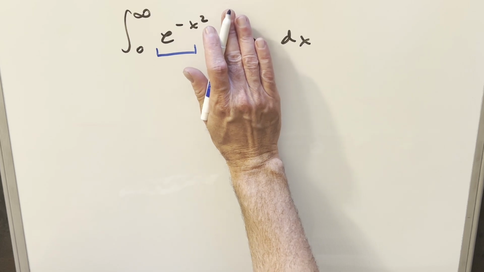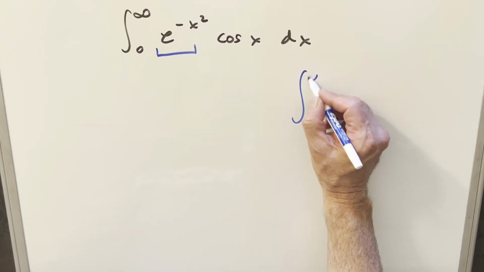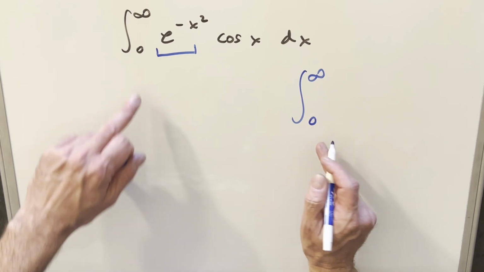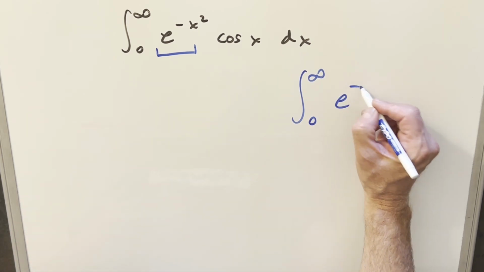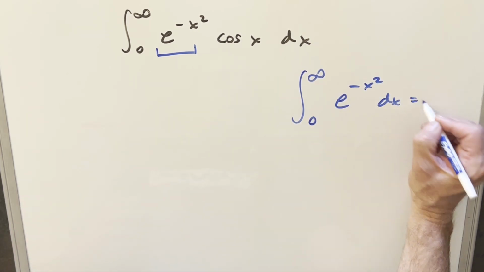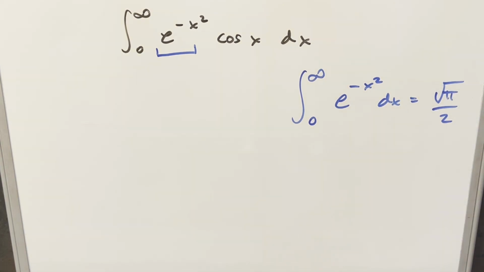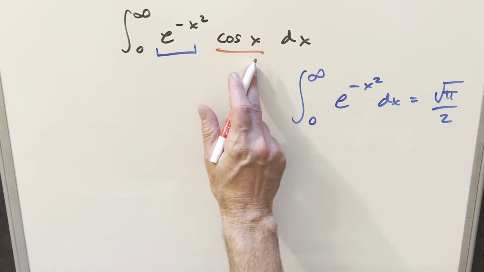If we could just get rid of this cosine x, right? The Gaussian integral is usually going from minus infinity to infinity. This is going to be half of it because we're going from 0 to infinity. This integral right here has a known value. We know this to be square root of pi over 2. But the question, dealing with our problem here, is what are we going to do with this cosine x? This is kind of in the way.